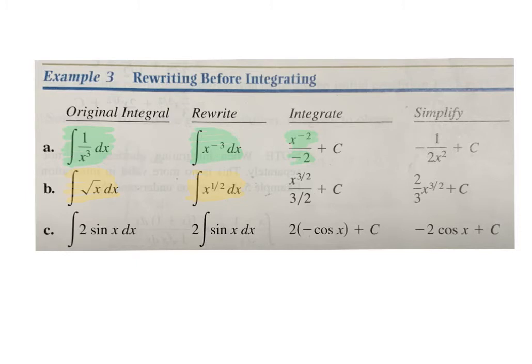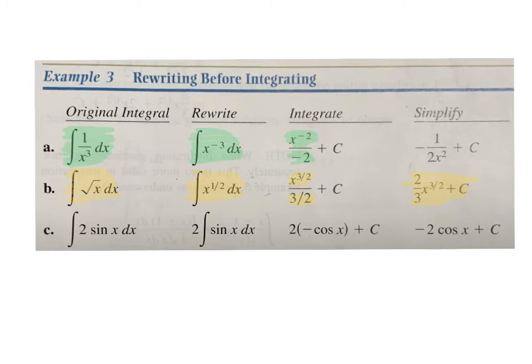Well, I'm going to add 1/2 plus 1. What is 1/2 plus 1? That's 3/2. And then I'm going to divide by 3/2. By the way, dividing by a fraction is keep, change, flip. So when I correct that and make that a little prettier, I'm going to get 2/3 times x to the 3/2 plus c.